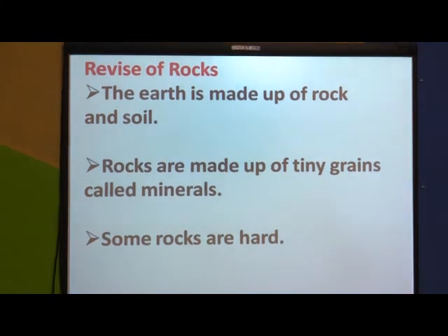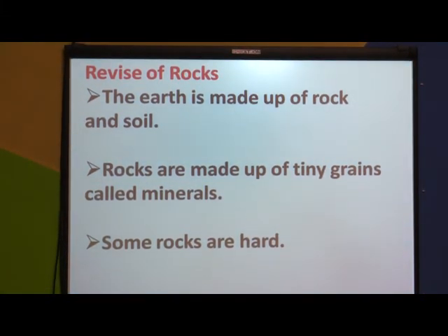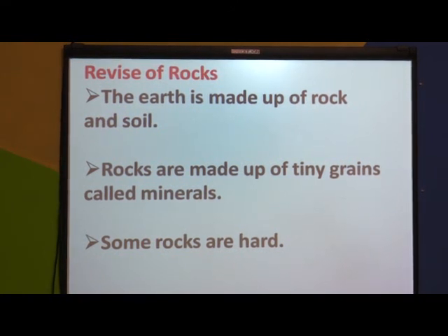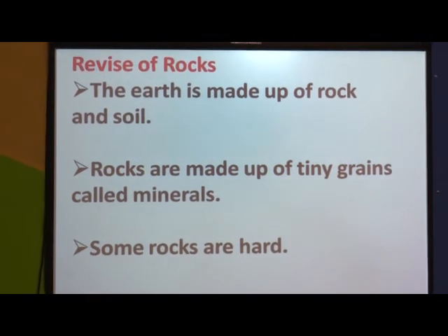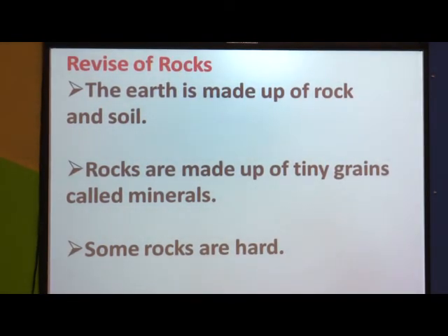Now it's time to revise rocks. What have we learned till now? The earth is made up of rocks and soil. And rocks are made up of tiny grains called minerals. Now what are minerals? Minerals are substances that are formed naturally in the earth. We get minerals naturally in the earth. Through the minerals, rocks are formed.